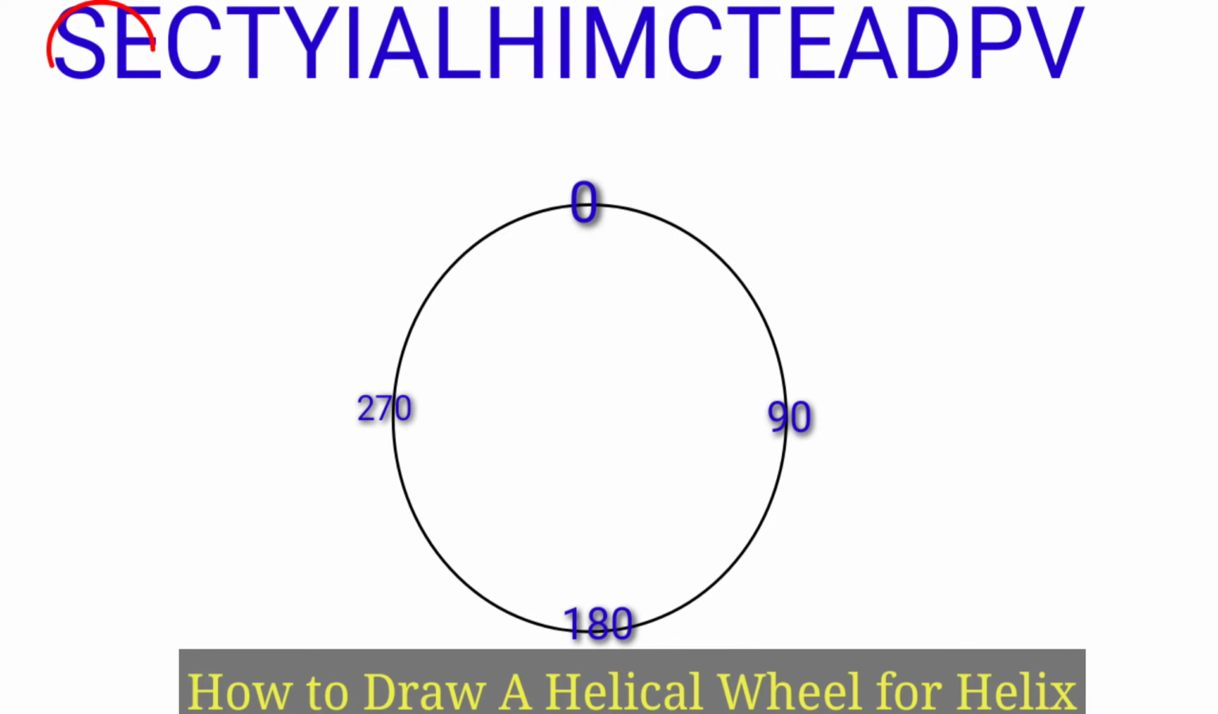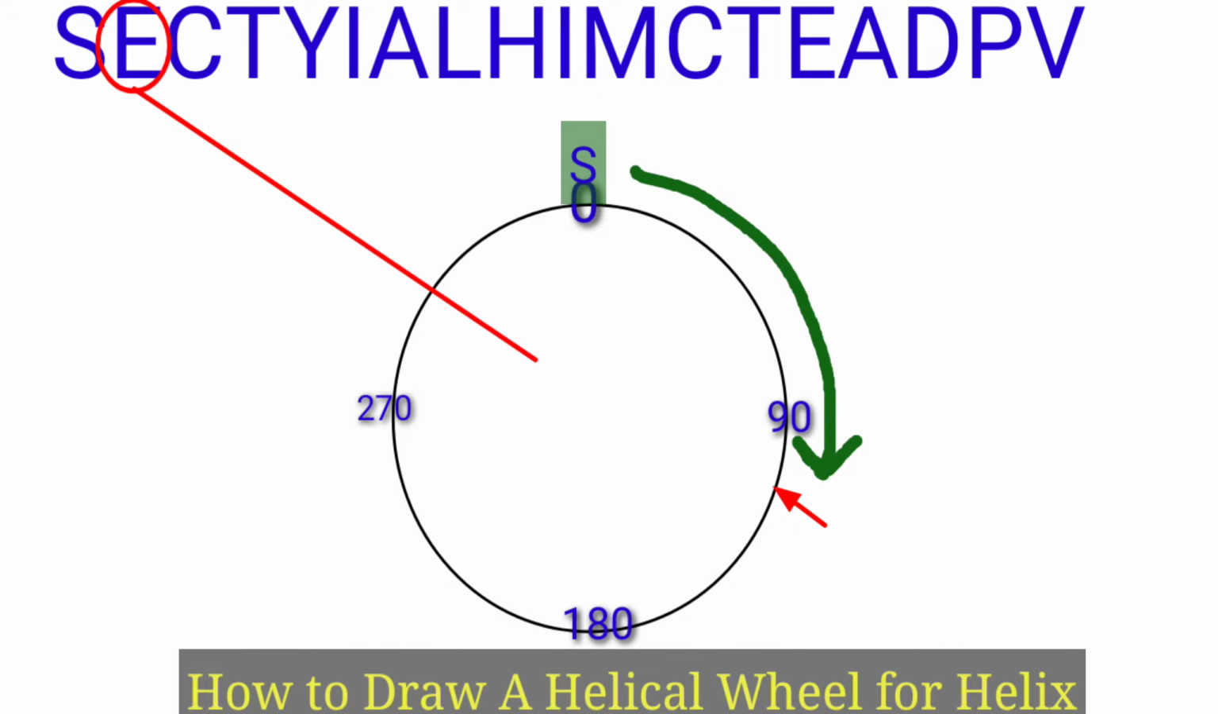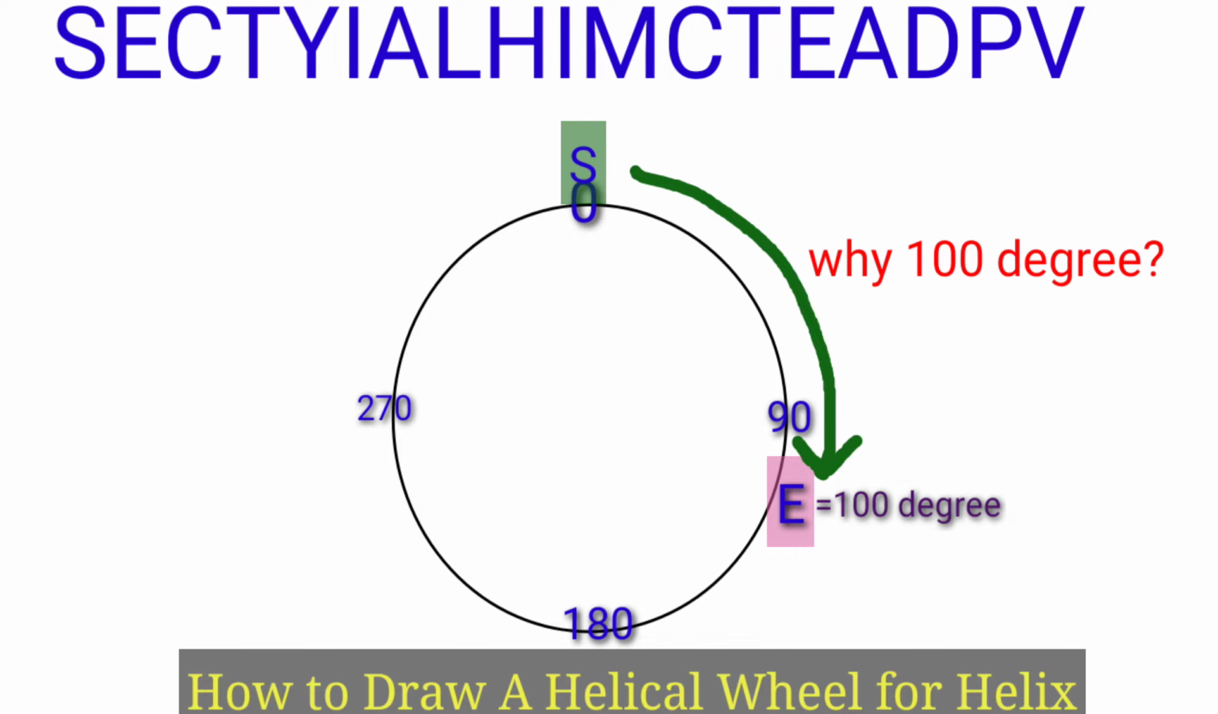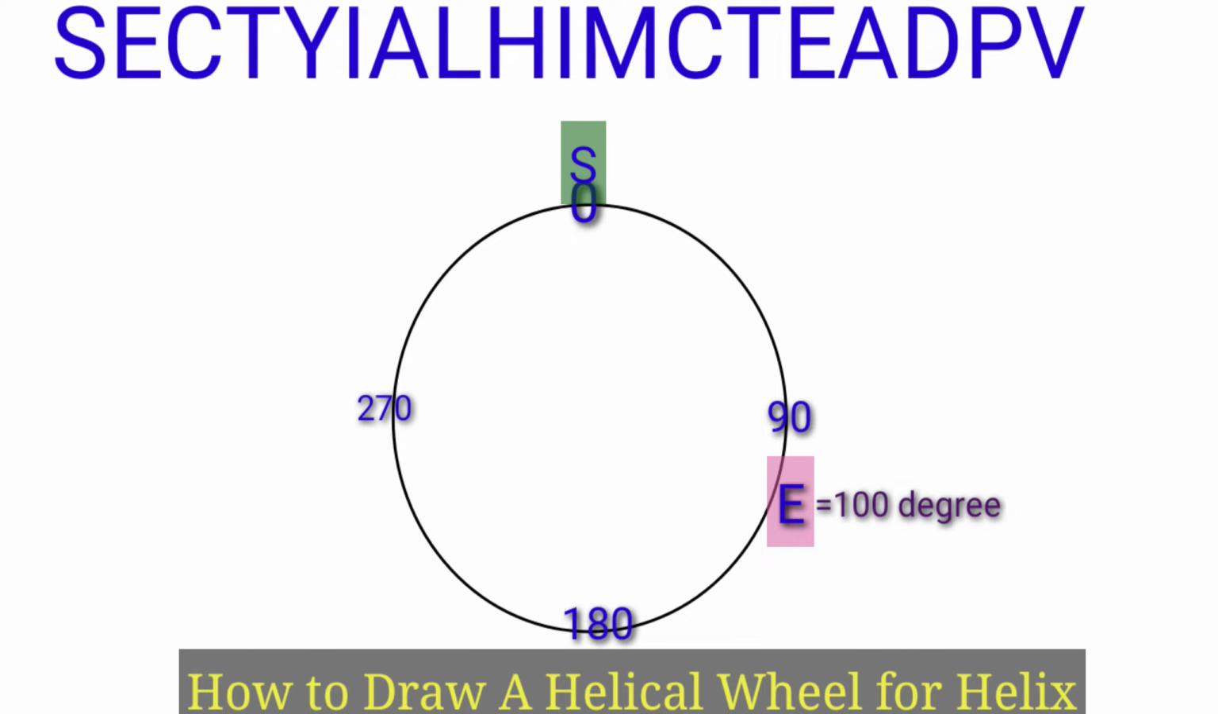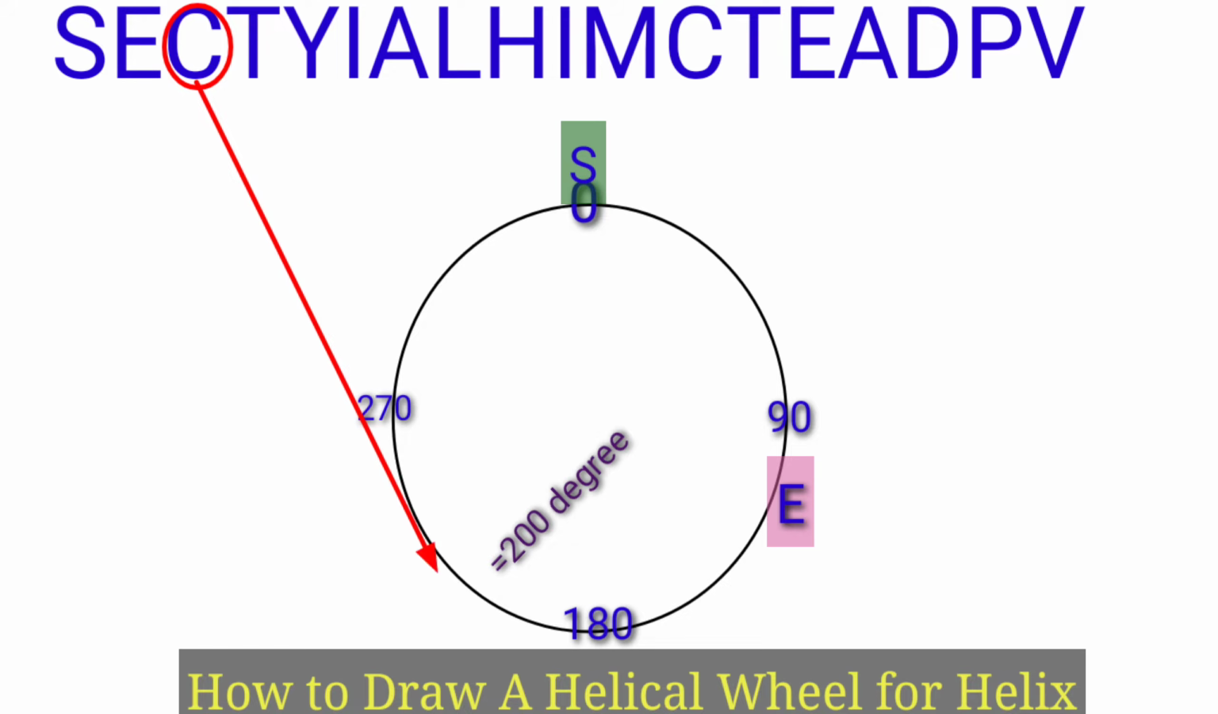Let's select the first amino acid at 0 degrees, and at a distance of 100 degrees you will point the second amino acid. Why a 100-degree distance? Because we know each amino acid contributes 100 degrees in a full 360-degree rotation. Likewise, you will point the third amino acid again at a 100-degree distance from the second amino acid, which will come around this position.